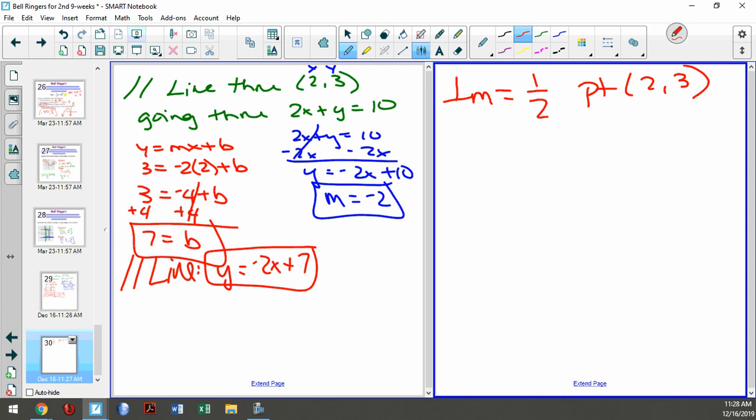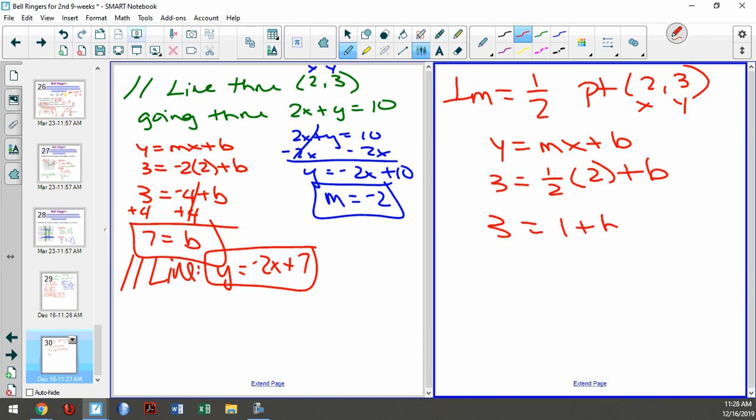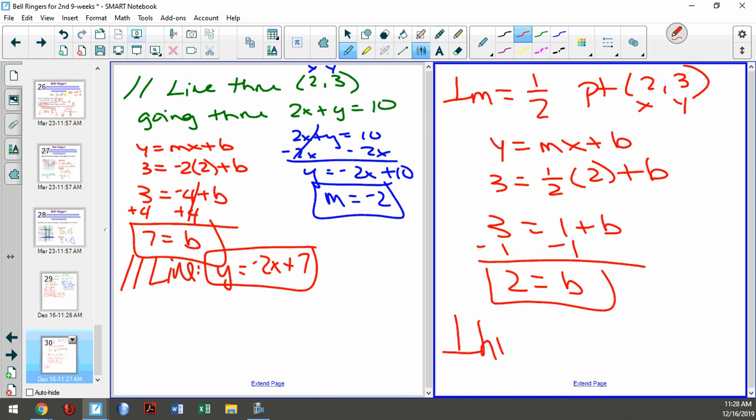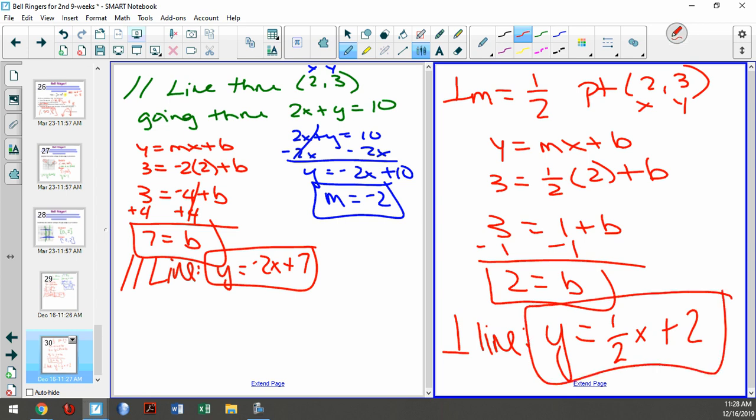Okay? So this is going to be y is equal to mx plus b. This is x, this is y. Y is 3, m is 1/2, x is 2 plus b. What do you not like about that? The fractions. You shouldn't have a big deal with this fraction because it's just 1/2 times 2. What's 1/2 times 2? Simply 1. Subtract the 1, and you have 2 is equal to b. So my perpendicular line is y is equal to 1/2 x plus 2. Yes? Do we understand that?